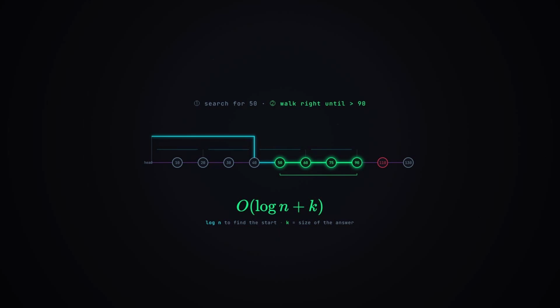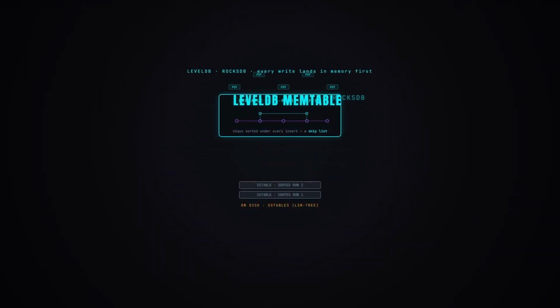And it's not just Redis. LevelDB and RocksDB, storage engines under a lot of modern infrastructure. Every write lands first in an in-memory buffer that has to stay sorted under a constant stream of inserts. By default, that buffer is a skip list. When it fills, RocksDB writes it out to sorted files on disk, arranged as what's called an LSM tree. A story for another day.